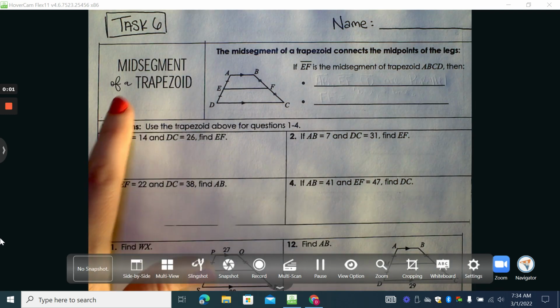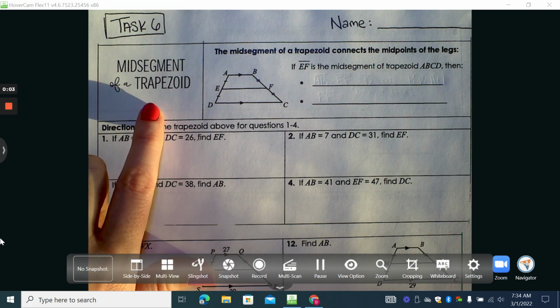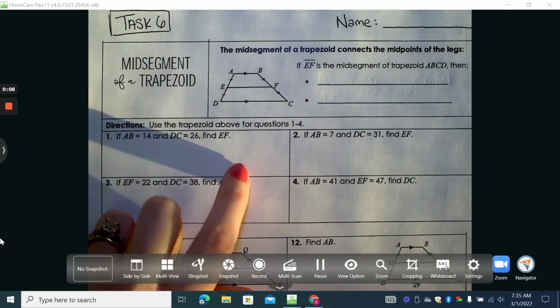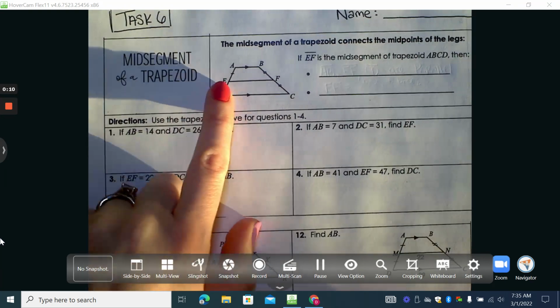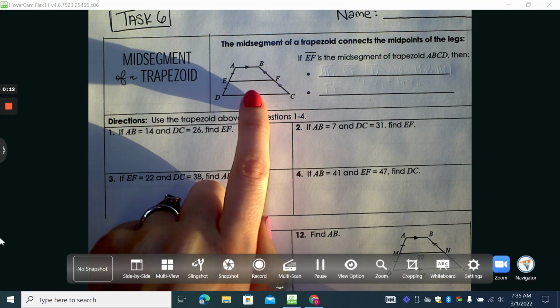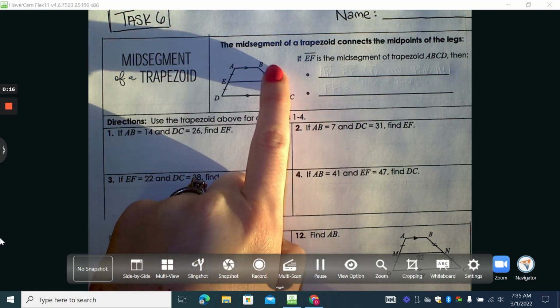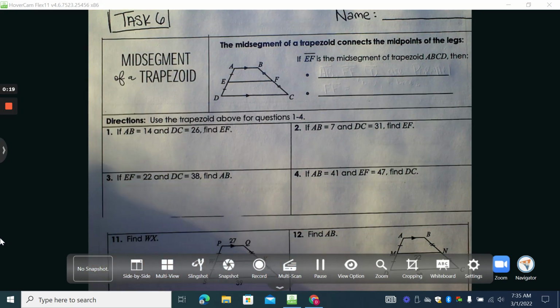All right, welcome to task 6. We're going to start talking about something called a mid-segment of a trapezoid. So we're still dealing with trapezoids where I've got CD and AB being parallel to each other. But now I've got this piece EF where it's being cut. It's cutting the trapezoid in half. It's halfway up this side, halfway up this side, and making that mid-segment.